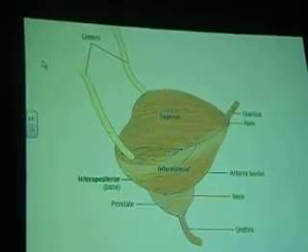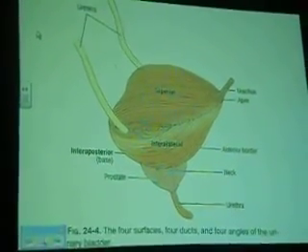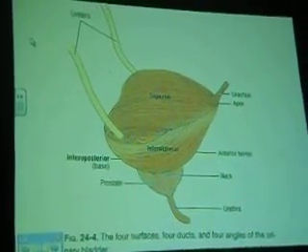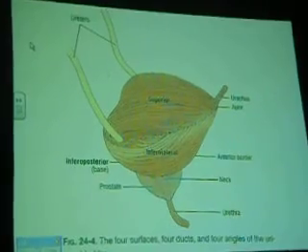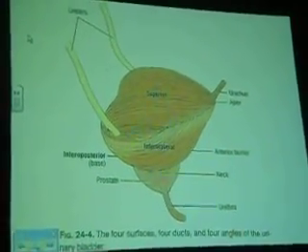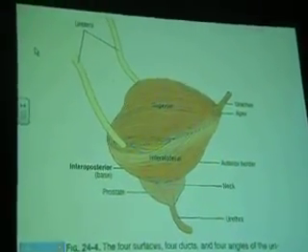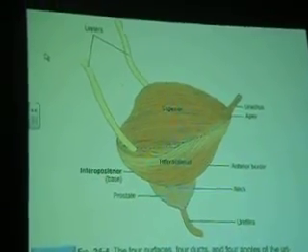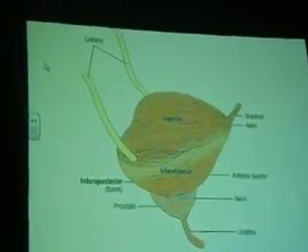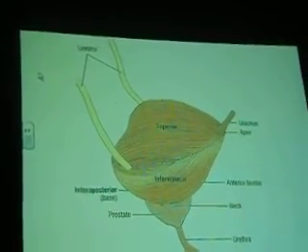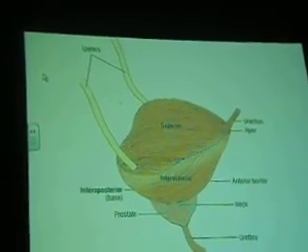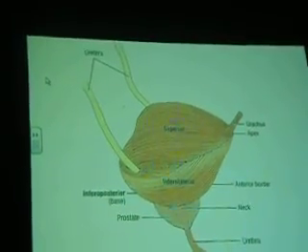Now, the anatomy textbooks will describe the urinary bladder when it's empty. And here the urinary bladder is empty. It's described as having a tetrahedral or a three-sided pyramidal shape. The urinary bladder when empty is described as a tetrahedral, four sides, or a three-sided pyramid.